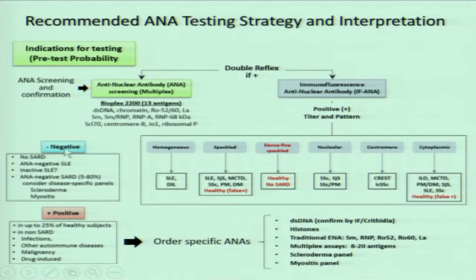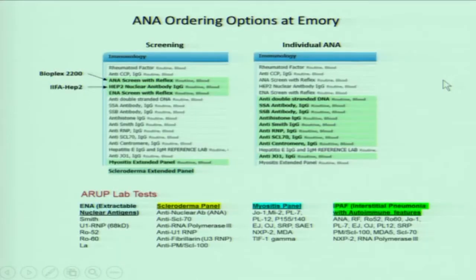If they are negative, then we know that there is no autoimmune rheumatic disease, although there could be ANA-negative lupus. There could be other diseases that are negative for ANA, including scleroderma and myositis, and then you order those panels. If it's positive, again, remember, a lot of healthy subjects, and no autoimmune rheumatic disorders, including infections, malignancy, and drug-induced, and therefore a positive test is not diagnostic.